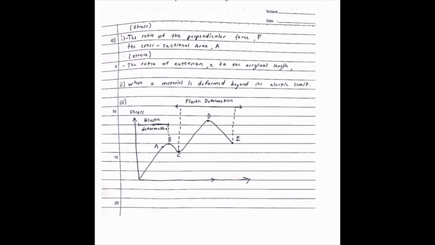Question number 3, sketch a labelled graph of stress against strain showing the elastic and plastic deformation regions for a ductile metal under tension. First draw from the origin to A, then A to B, then B to C, then C to D, and lastly D to E. We can see that from the origin to B is elastic deformation, and from C to E is plastic deformation. Okay, thank you.